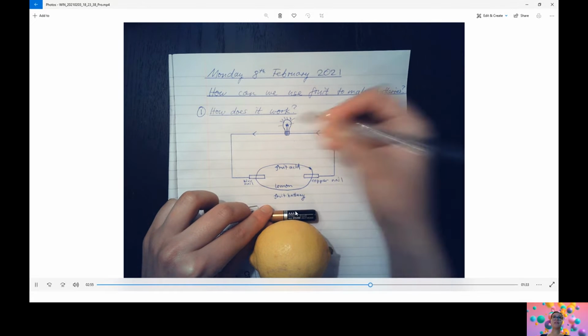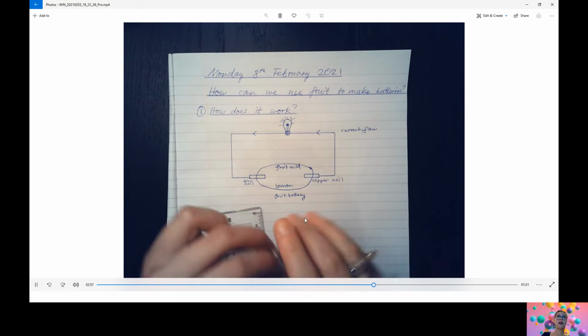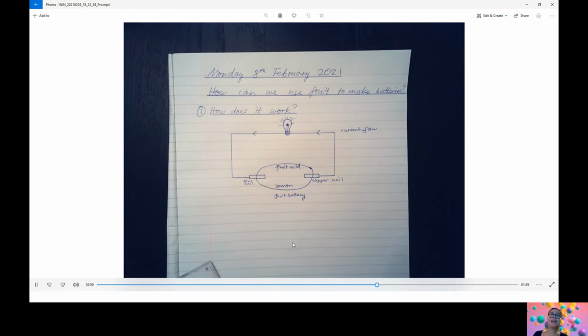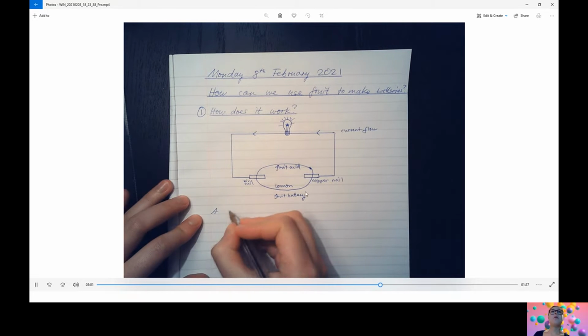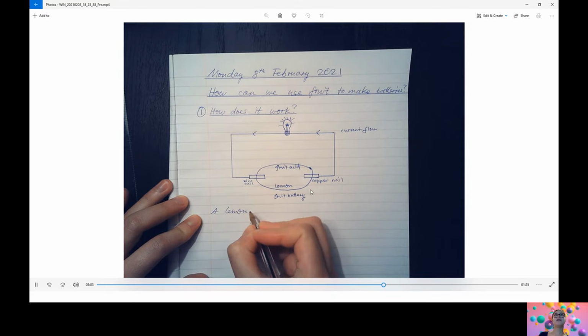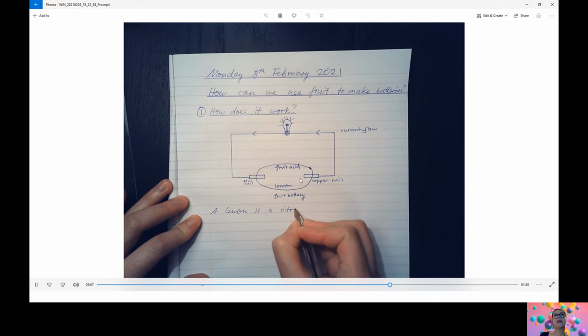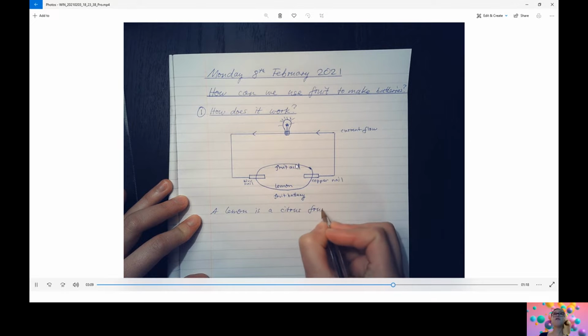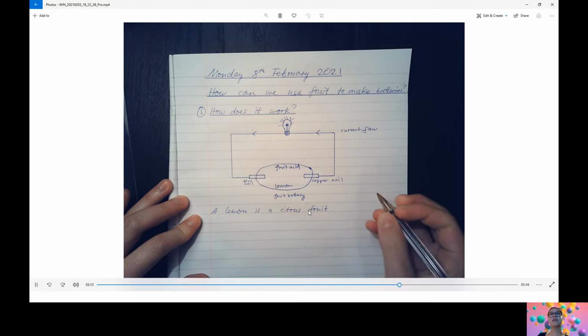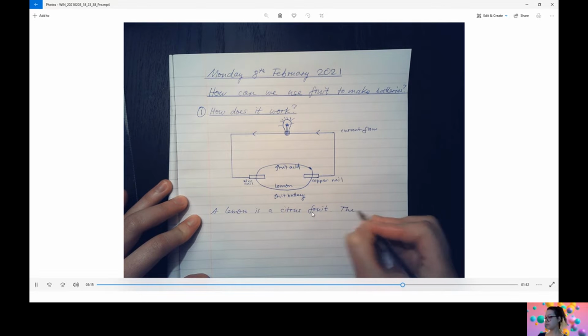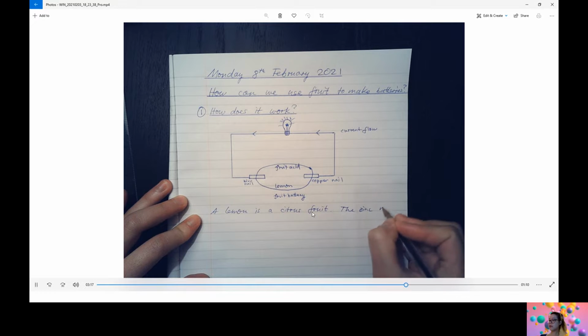And there I'm just showing you what a man-made battery looks like. But what we're dealing with here is a fruit battery. So once you have drawn the diagram and labeled it, I need you to write a paragraph about how does it work. So a lemon is a citrus fruit. I know that.